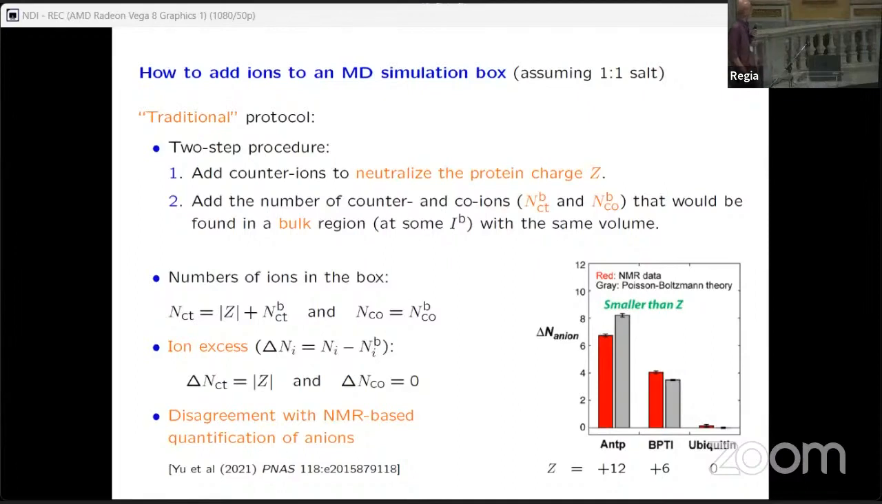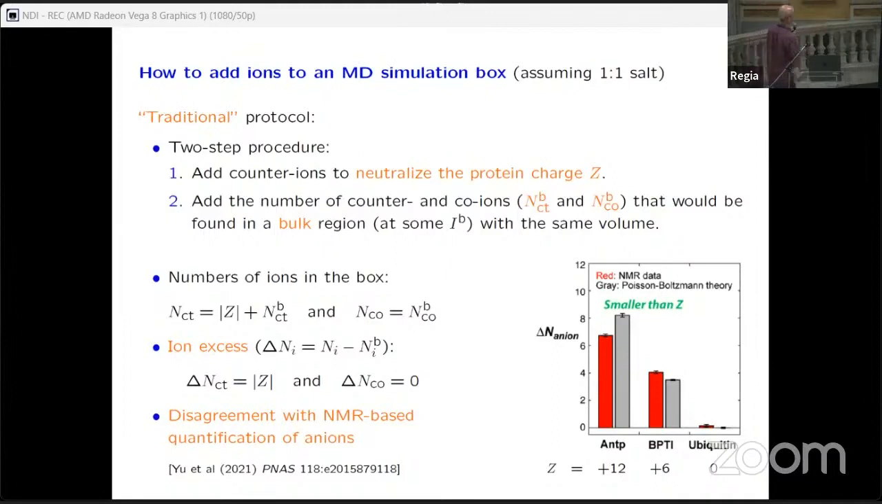So what this gives, if you use this protocol, which I think is the most usual one, is that for the counter ions, the ion excess would be equal to the absolute value of the charge of the protein, and would be zero for the co-ions. Now, this is in complete disagreement with Junji's values, because what they found from the NMR experiments in ion quantification of the anions, which in this case were acetates, if I'm not wrong, yes, it was acetate, the only anion in solution, is that the ion excess is roughly half of the charge, actually.